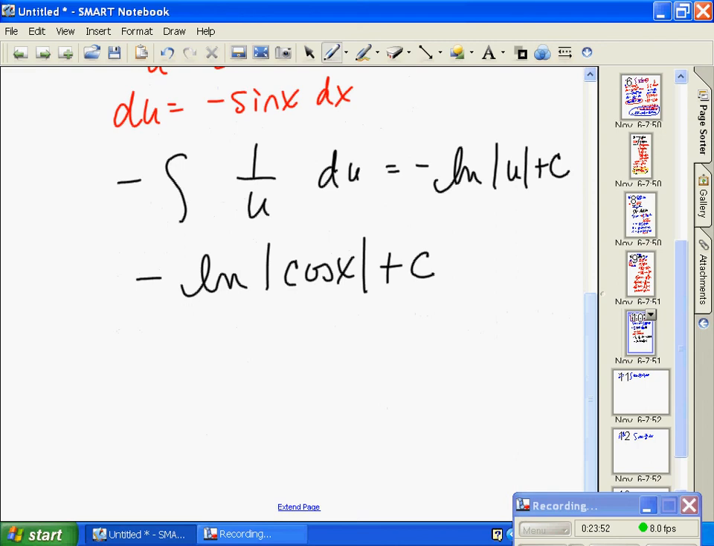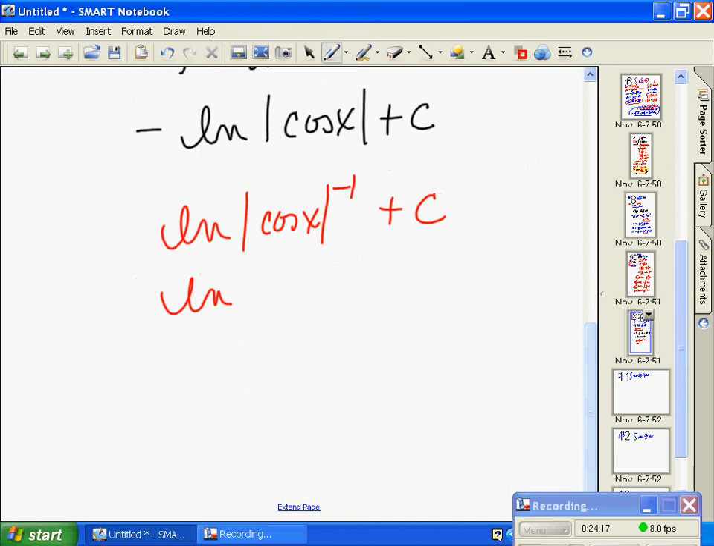Now that's one of the answers up there in that black box. The integral of tangent is negative natural log of cosine of u. Now let's think about our natural log properties. Can't this negative be written as an exponent? The negative out front can come up as an exponent for that cosine of x. Well, that's going to be the natural log of 1 over the cosine of x.